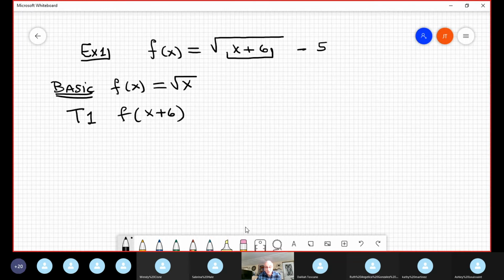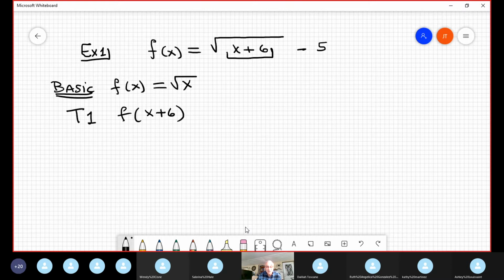Because according to the order of operations, the first operation that you perform is the operation inside the grouping symbol, in this case the square root. Okay? Suppose you plug in one number here, 2. 2 plus 6 is the first operation. After, you find the square root, and finally subtract 5. This is transformation number 1.